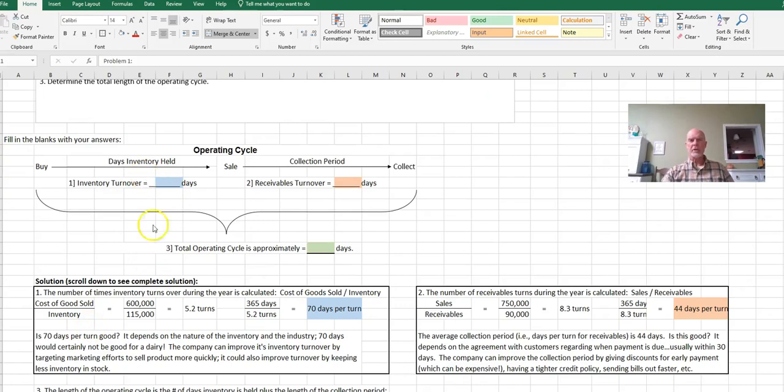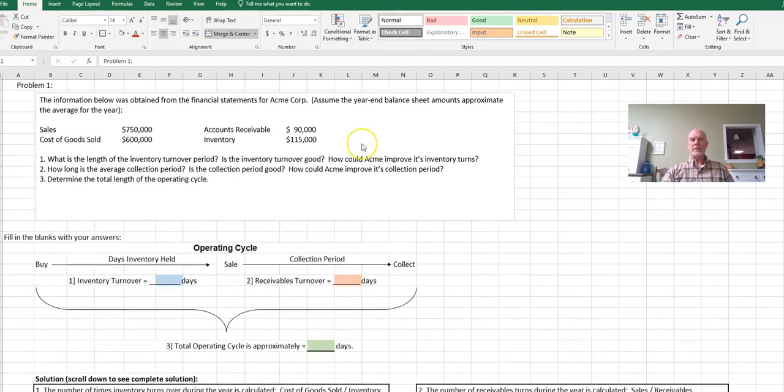So in this example, the inventory is turning over about every 70 days. Now let's look at the collection period. Again, we're going to compare the total sales we had during the period, which in this case was $750,000, and compare that to the receivables, how much is due from customers at a point in time. We get that from the balance sheet, accounts receivable.